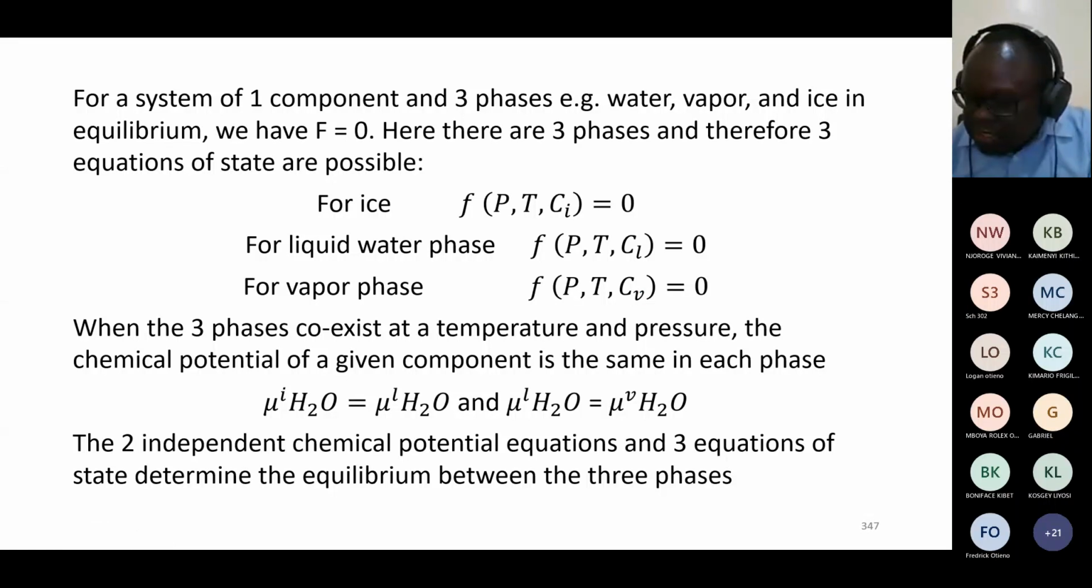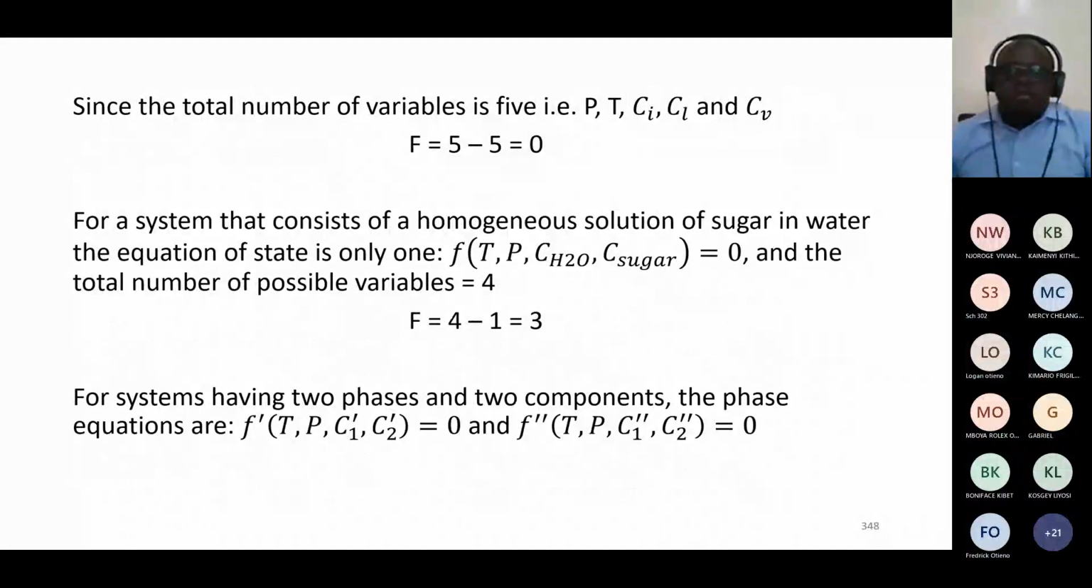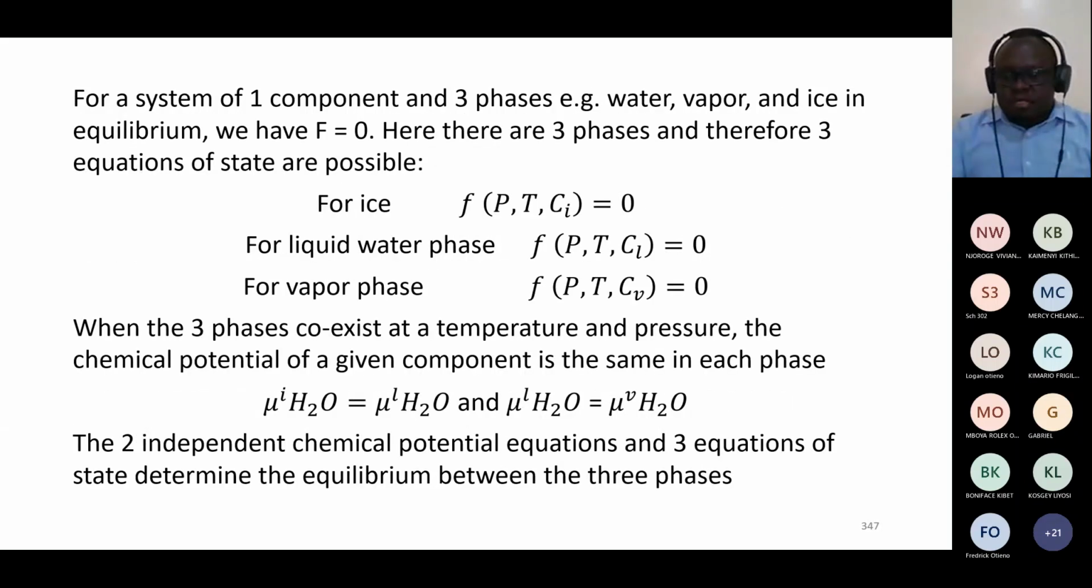So the degrees of freedom is total number of variables minus total number of equations. So that will be 5 minus 5, which equals 0, similar to what you would have obtained if you had used the phase rule. That is F equals C minus P plus 2, or C plus 2 minus P.